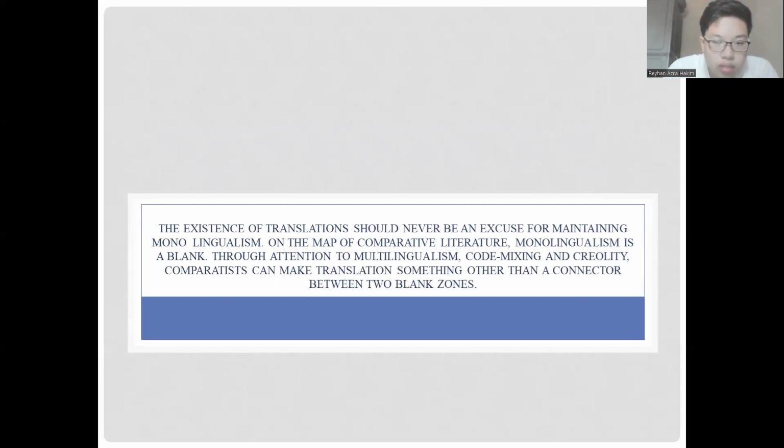On the map of comparative literature, monolingualism is a blank. Through attention to multilingualism, code mixing, and creolity, comparatists can make translation something other than a connector between two blank zones.